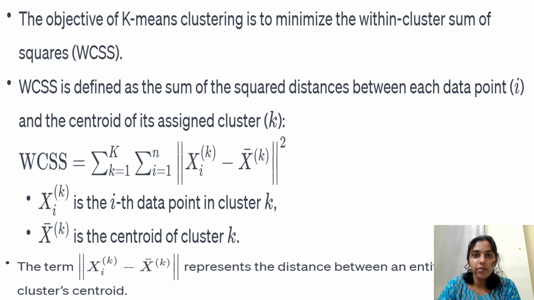How to calculate the k-means value? The objective of k-means clustering is to minimize the within cluster sum of squares. That is, the within cluster sum of squares is defined as the sum of the squared distances between each data point, that is i, and the centroid of its assigned cluster. Here is the equation, where xi is the ith data point in the cluster k, and x bar is the centroid of the cluster k.